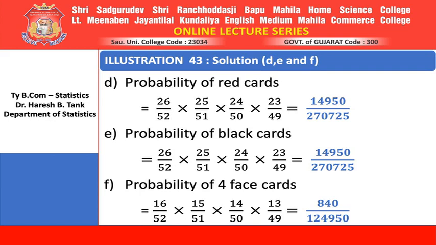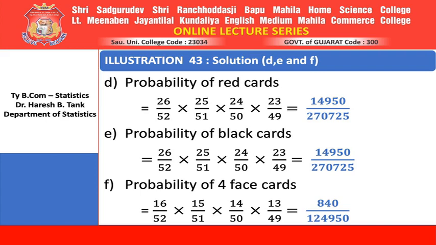Probability of red colors. Okay, first card will be selected. How many red colored cards are there? 26. So first event would be 26 by 52. After that 25 by 51. After that 24 by 50. After that 23 by 49. Make a product of everything.